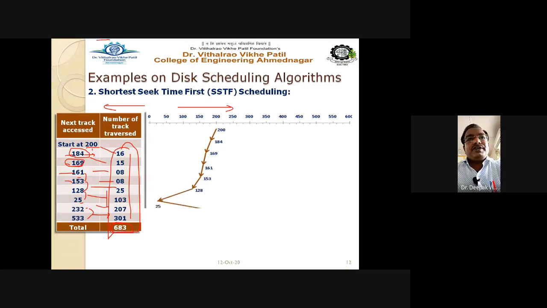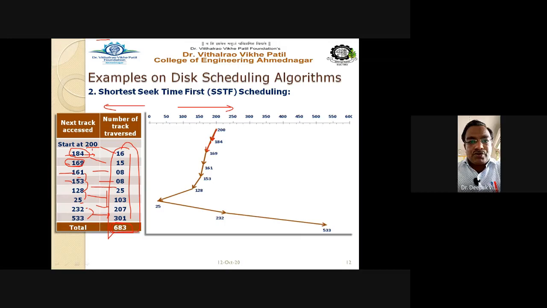So this is the way the disk arm moves. See the length of the arrow. In SSTF you have to observe that the length of the arrow must be the shorter one. So 200 to 184, the distance is only 16, 184 to 169 is 15, 169 to 161 is 8, 161 to 153 is only 25, and this way it will reach 25.